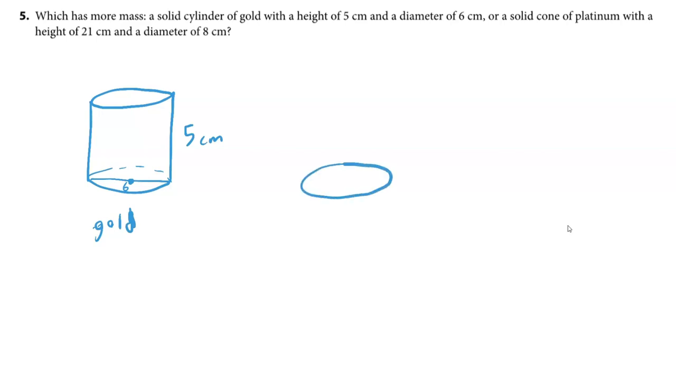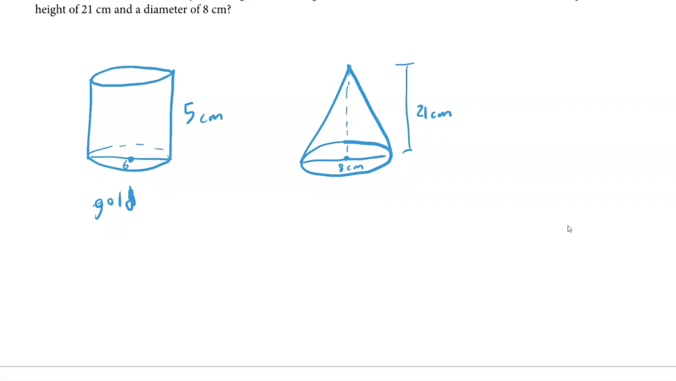This is totally a real world problem. I run into this all the time. I'm at the local pawn shop and trying to sell my platinum cone with a height of 21 centimeters and a diameter of 8 centimeters. So first things, let's find the volume.